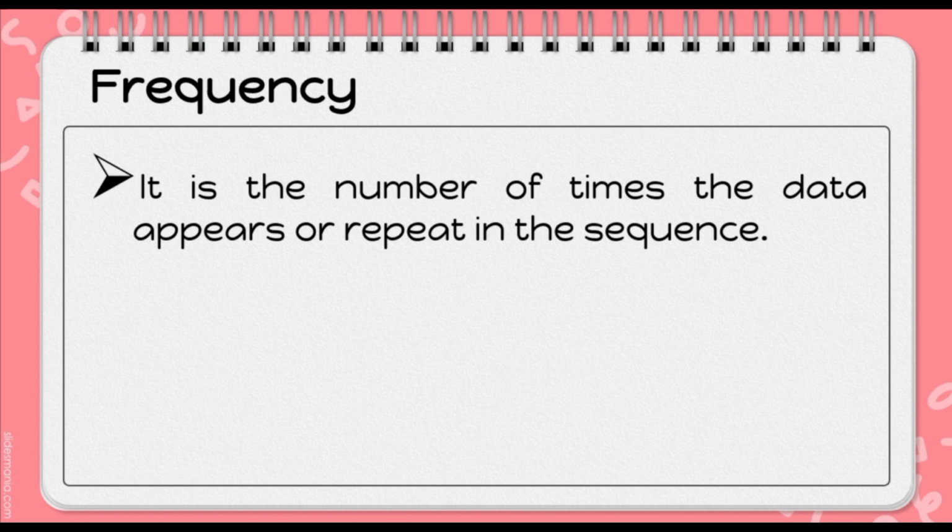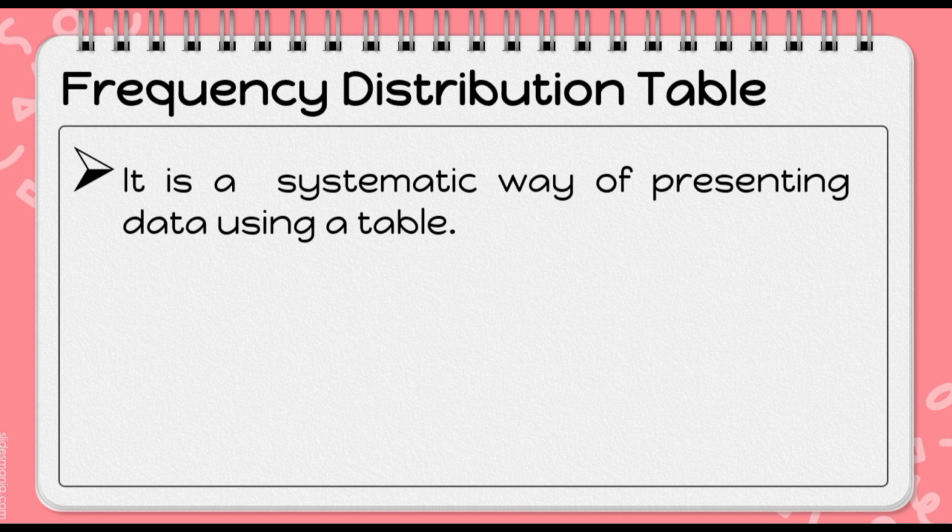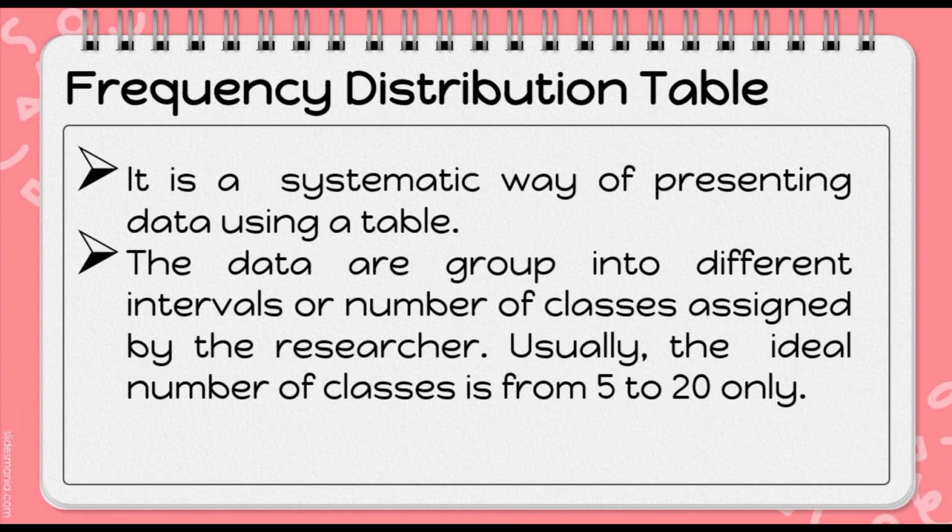So what is frequency? When we say frequency, it is the number of times the data appears or repeats in the sequence. And when we say frequency distribution table, it is a systematic way of presenting data using a table. So the data are grouped into different intervals or number of classes assigned by the researcher. Usually the ideal number of classes is from 5 to 20 only.